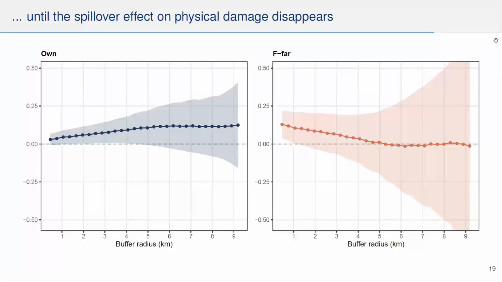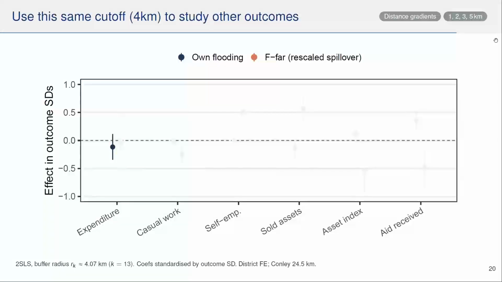So now what I'm going to do is show you regression results where I define the direct stuff as a 4 kilometer buffer around you. And I'm interested in whether spillovers beyond that still impact economic outcomes. So I'm going to finish on this: if I look at the direct effect of own flooding, I find no impact on expenditure, no impact on whether you're working for somebody else, no impact on self-employment, no impact on whether you sold assets, or on your asset holdings 1 year after the flood.